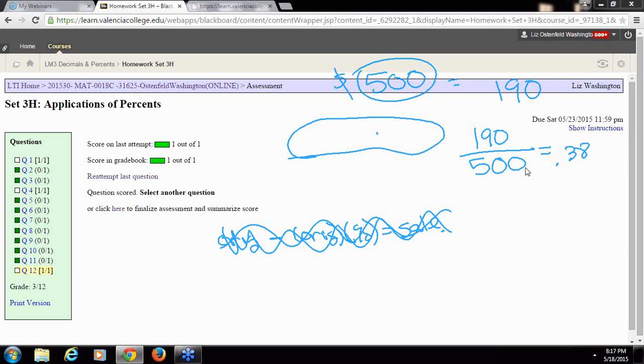So it was actually easier than percent increase or percent decrease, because with those we had to subtract first. This one we just stuck it in there.